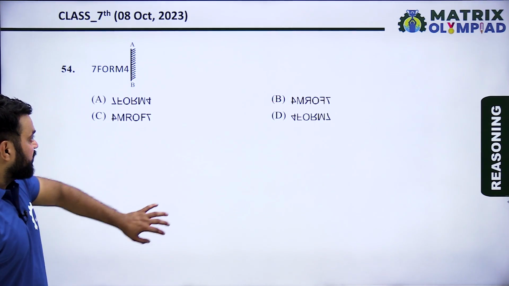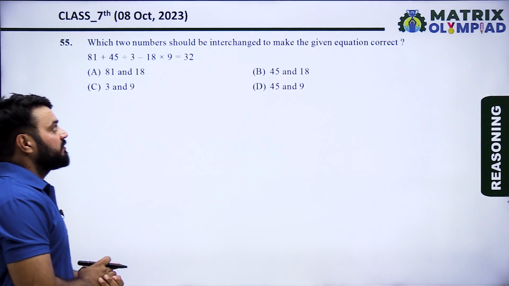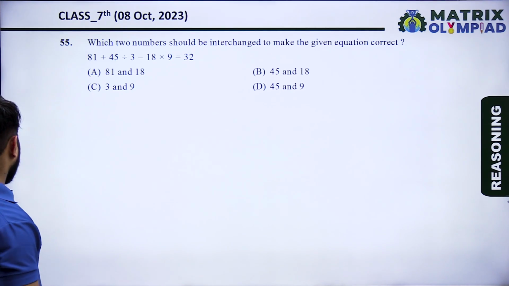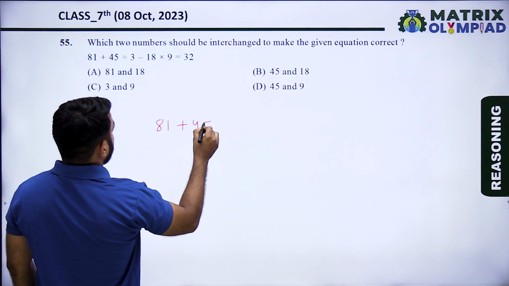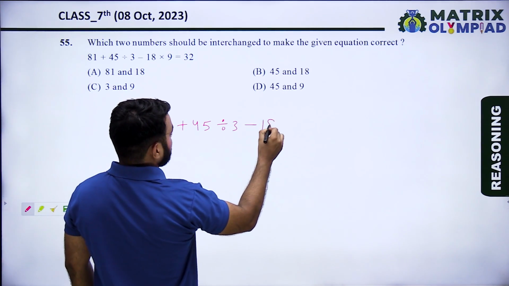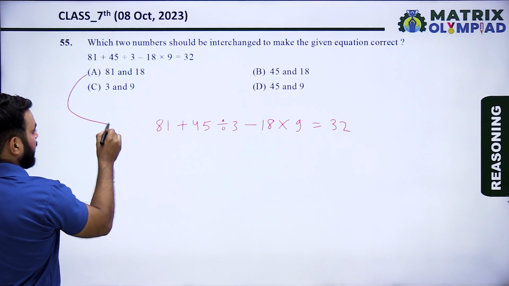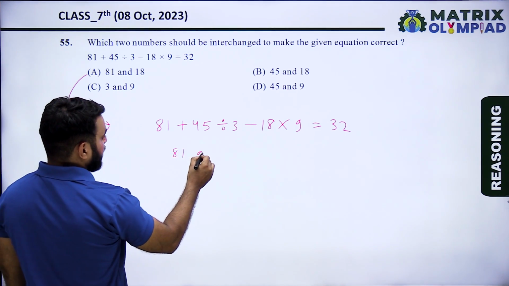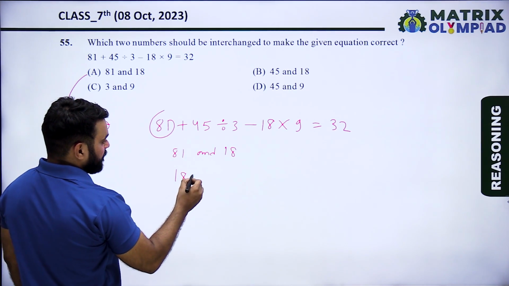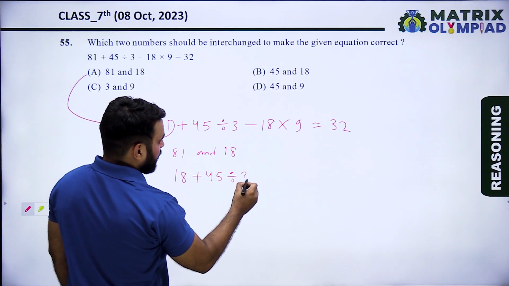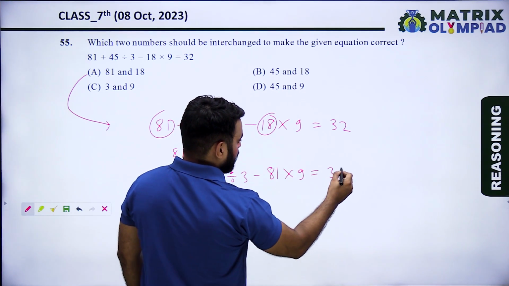Okay, let's move on to the next question, question number 55. Which two numbers should be interchanged to make the given equation correct? The equation is 81 plus 45 divided by 3 minus 18 into 9 equals 32. First taking option A: interchange 81 and 18. So it becomes 18 plus 45 divided by 3 minus 81 into 9 equals 32.